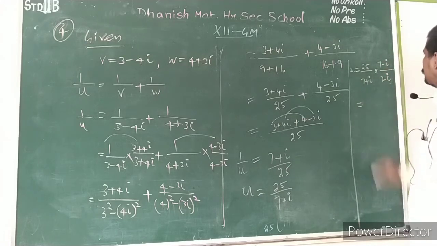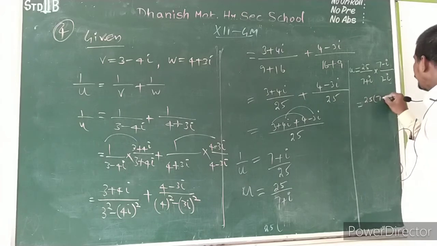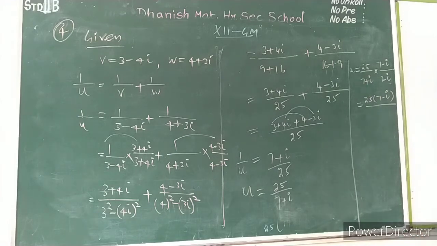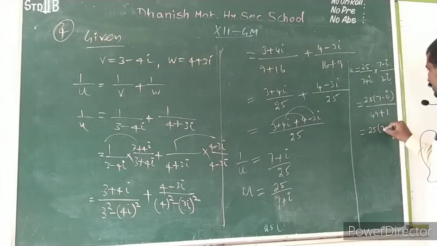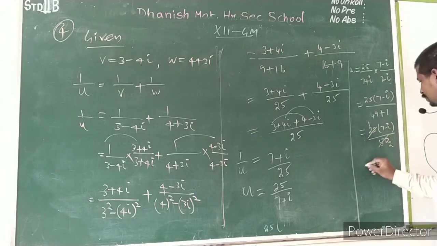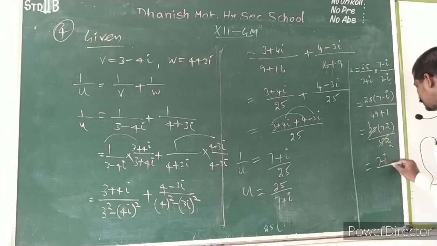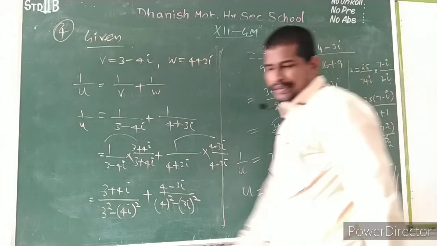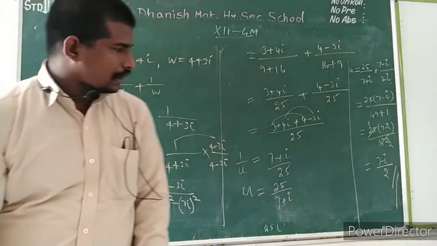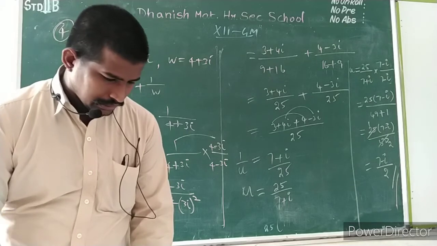Now this is equal to 25 into 7 minus i divided by, here we are having a plus b into a minus b form. So a square 49 plus 1. So this is 25 into 7 minus i divided by 50. 25 is one time, 50 is two times. So our required answer, 7 minus i divided by 2, is the required answer. Our u is 7 minus i divided by 2.